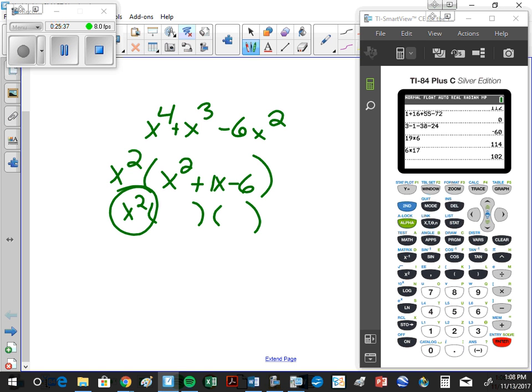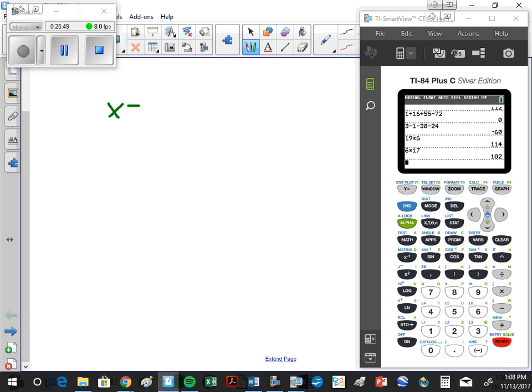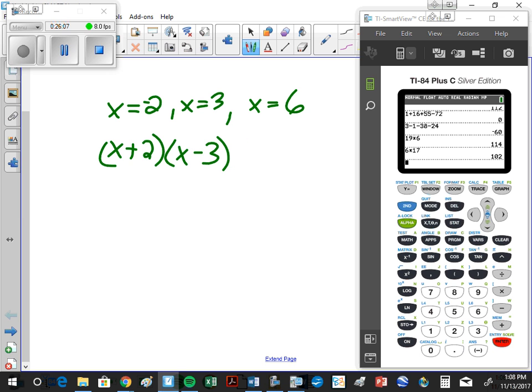In number 41, how do you write a polynomial if you know what the roots are? I know that x equals negative 2, x equals 3, and x equals 6. What are the factors? x plus 2, x minus 3, and x minus 6.